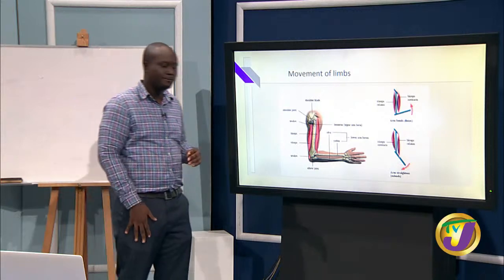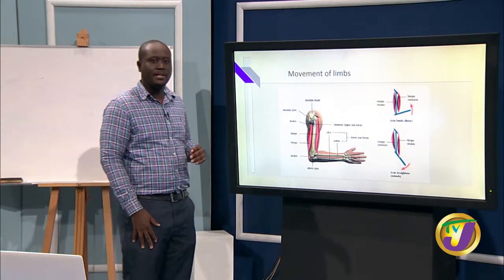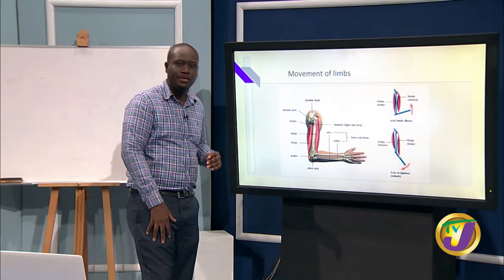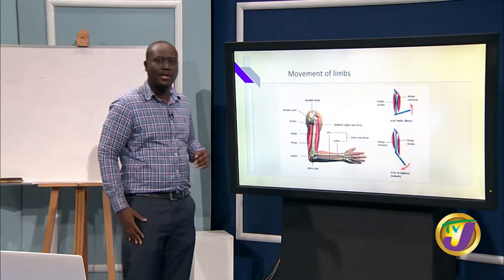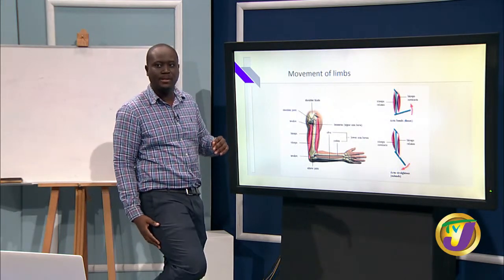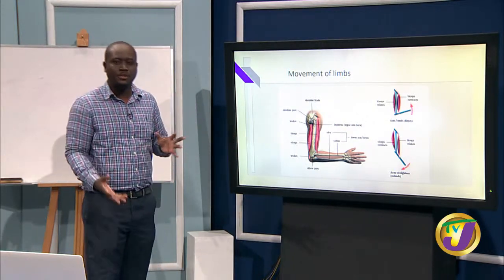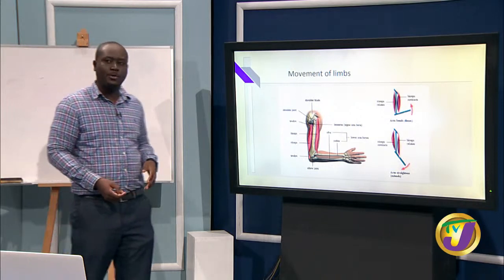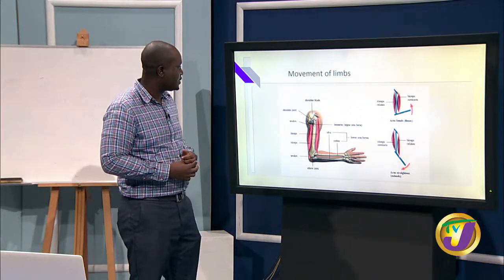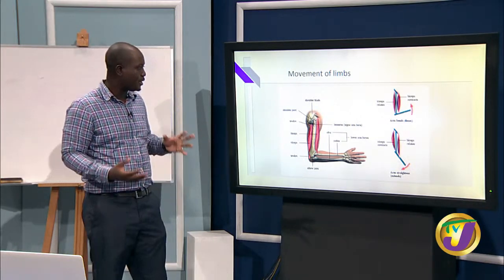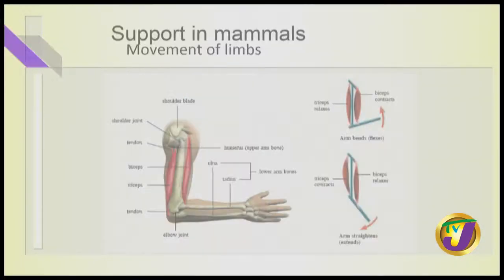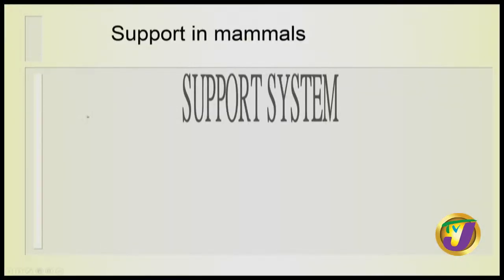Same thing for your leg. For you to extend the knee, what happens? Your quadriceps will contract and your hamstring will relax. For you to come back in the knee, hamstring contracts, quadriceps relax. So two muscles work at a joint to bring about movement, and they're called antagonistic muscles because they tend to work against each other.